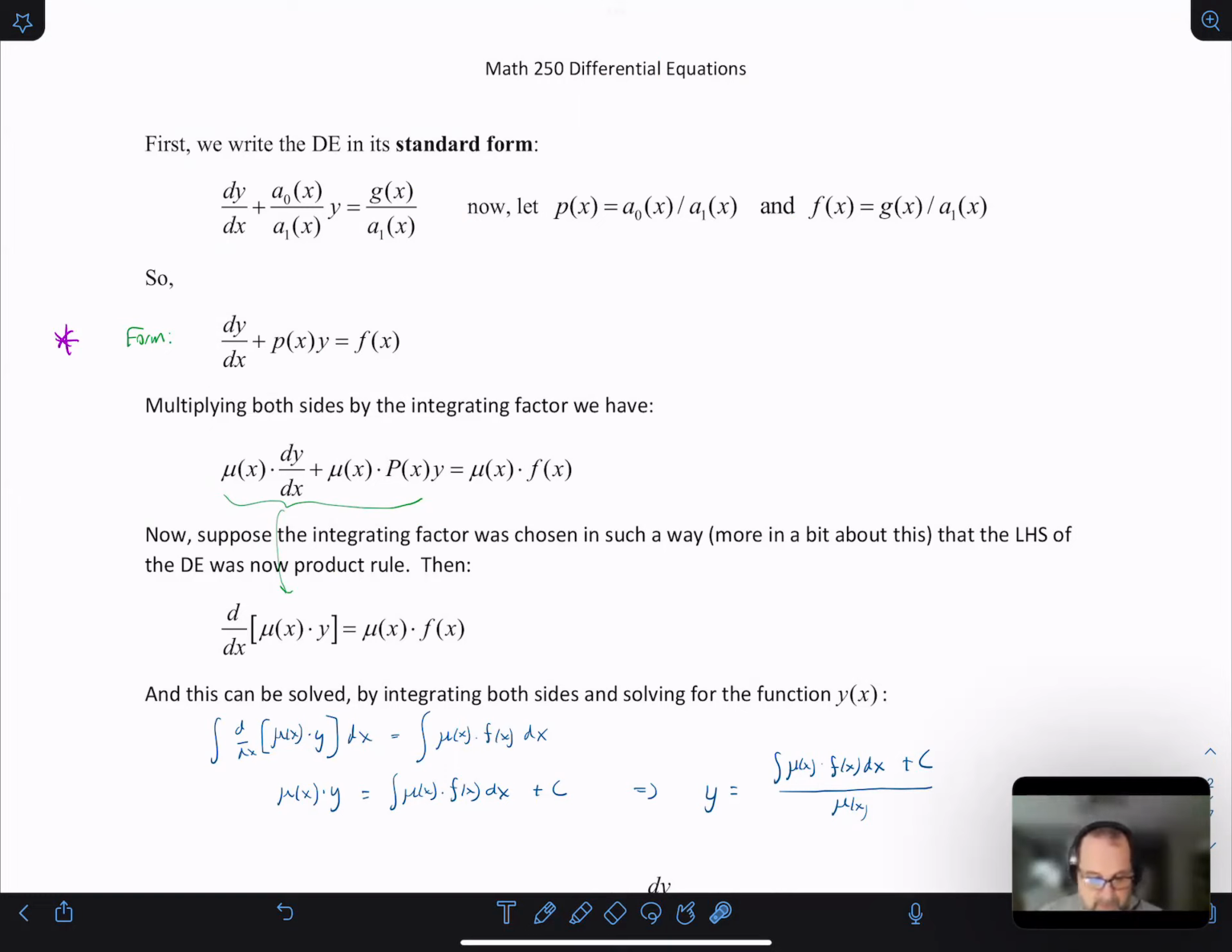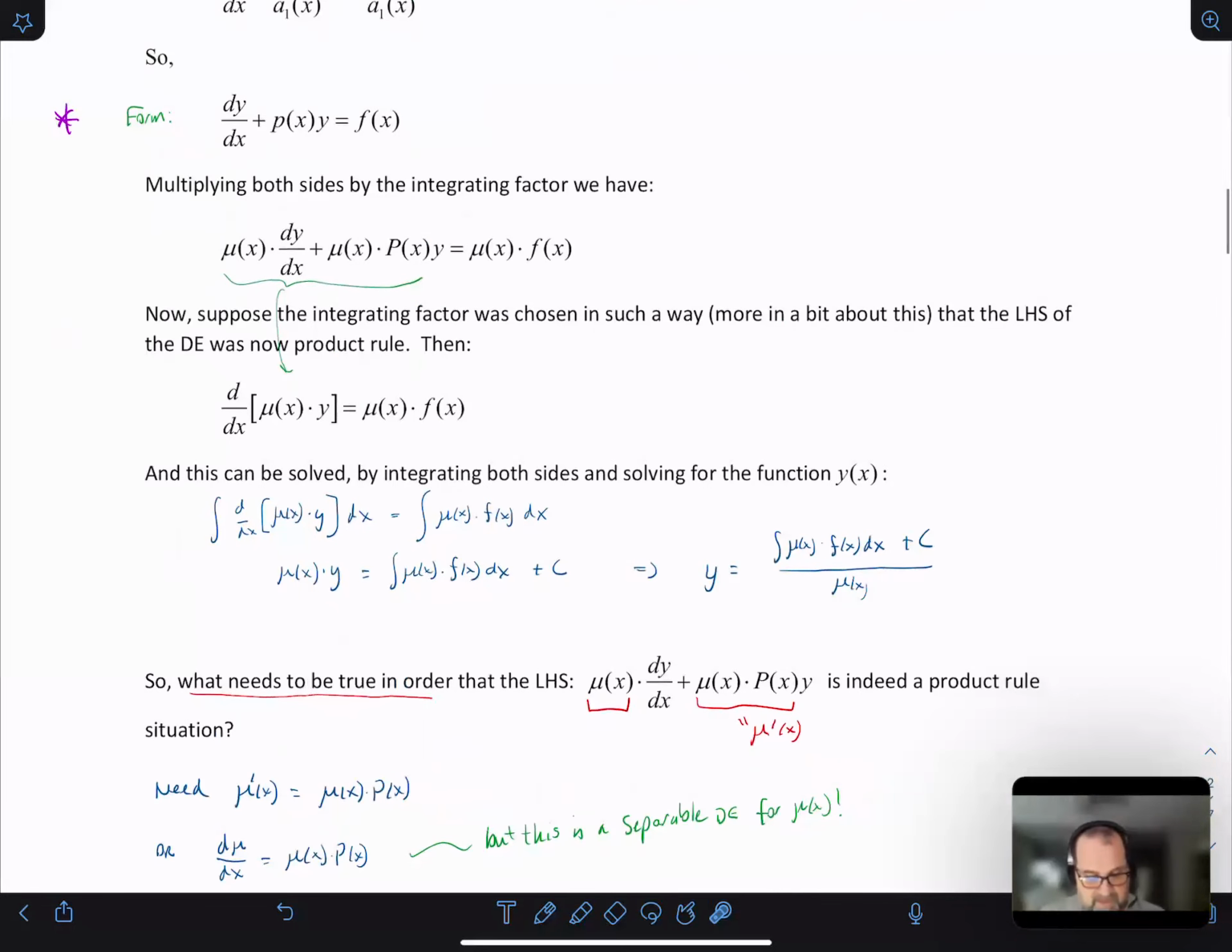All right, so let's suppose we have found this integrating factor. We'll talk about where it comes from later. If you multiply it through on both sides of our standard form, we would get something that looks like this. Let's just suppose this was the correct integrating factor to create a product rule on the left-hand side. Then that product rule would look like the derivative of mu of x times y equals mu of x times f of x.